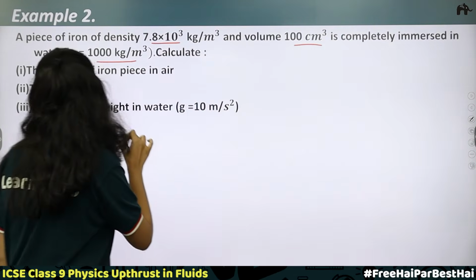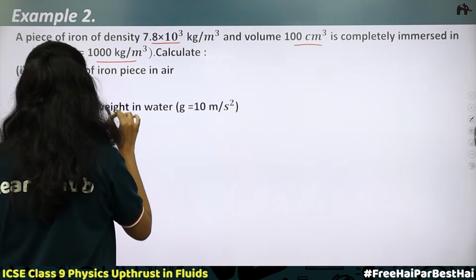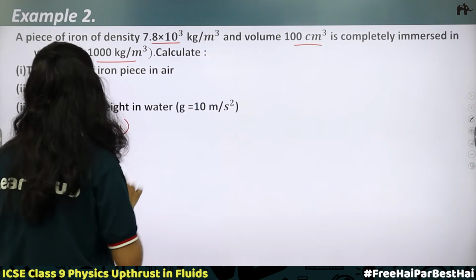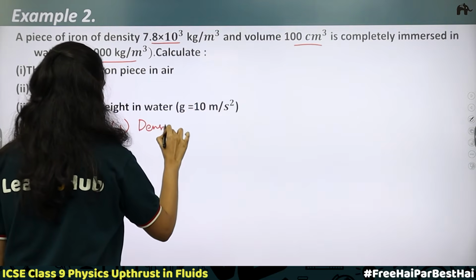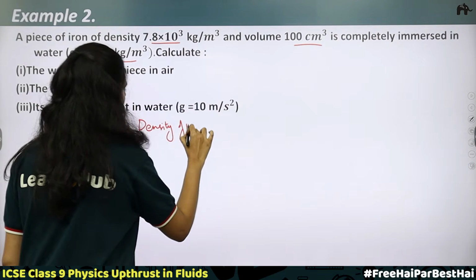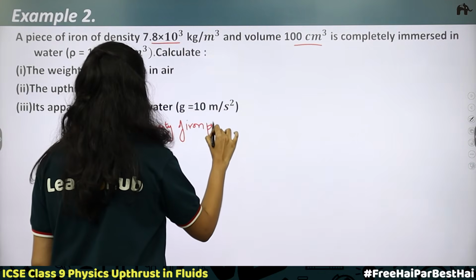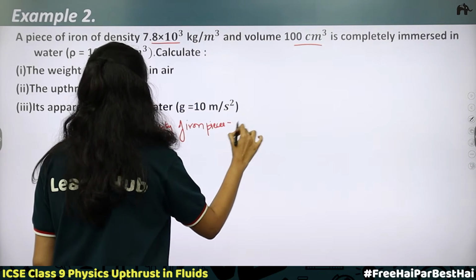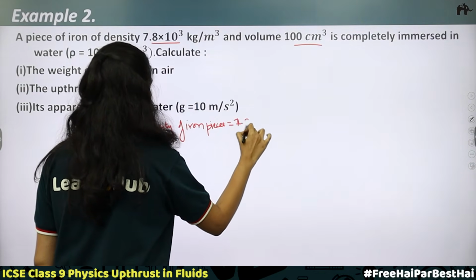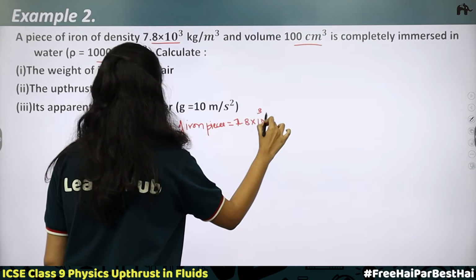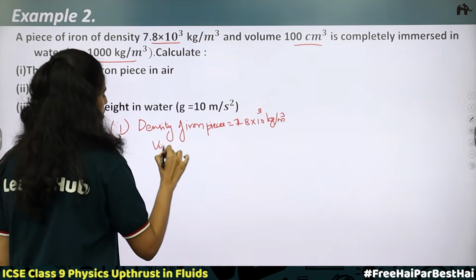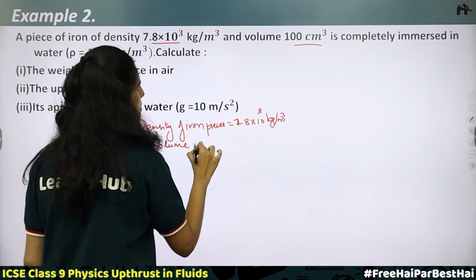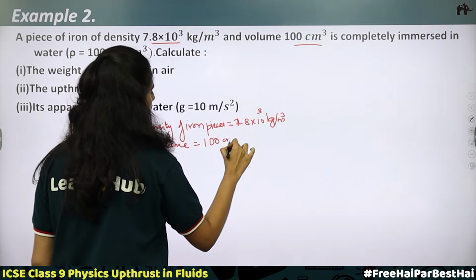Okay, so first we will calculate the weight of iron piece in air. Okay, what is given? Density of iron is given. Density of iron piece is equal to 7.8 into 10 raised to 3 kilogram per meter cube. What else is given? Volume is given. Volume is equal to 100 centimeter cube.